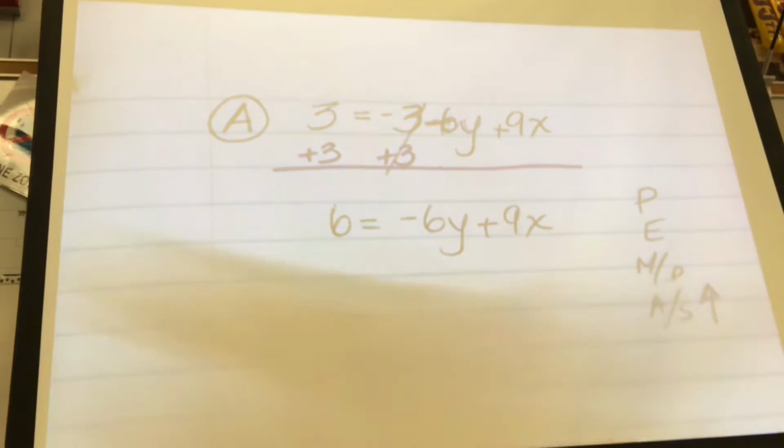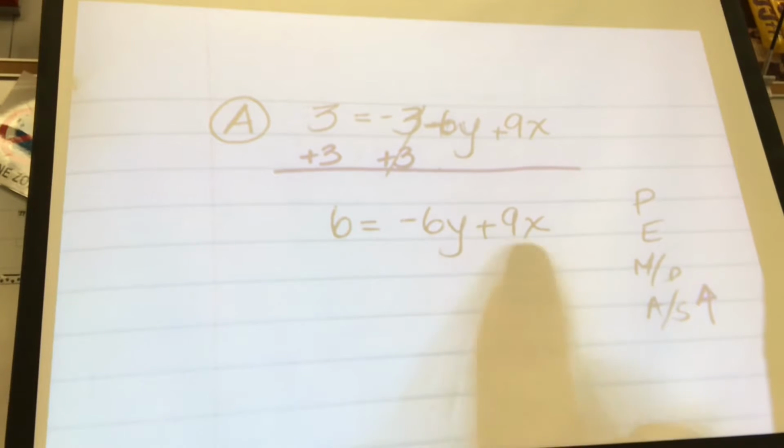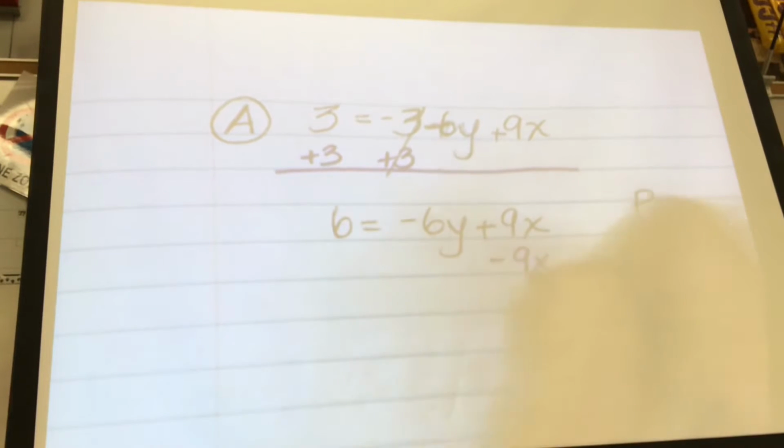Annette, you with me? I had to get rid of whoever's adding or subtracting to the y. So who's adding or subtracting to the y, the 9x or the 6? Say it louder. The 9x. So who do we want to get rid of next? So how do you get rid of a positive 9x? Beautiful. We're going to subtract on both sides.